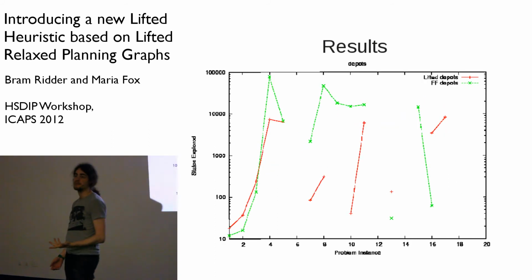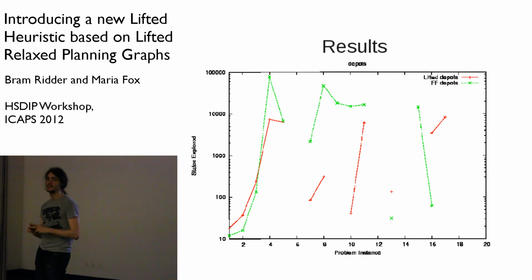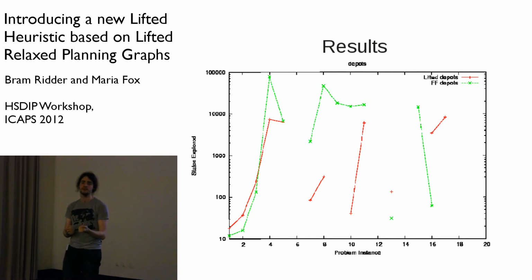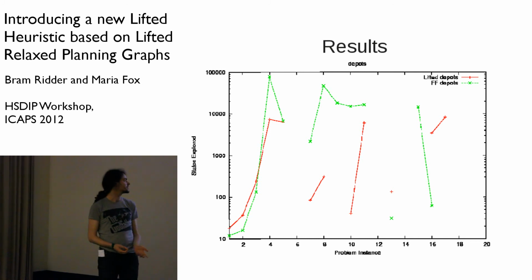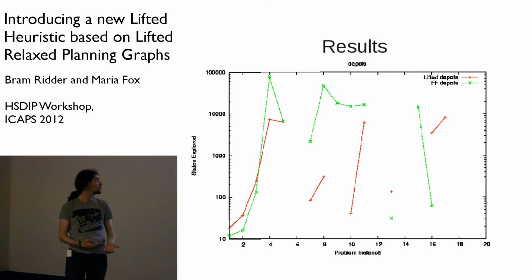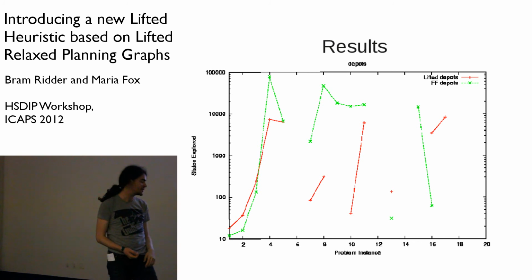The same holds for Depots, because Depots in itself holds the Blocksworld domain as a subproblem. You need to stack crates on pallets in different depots and such. So here we see we visit fewer states, and sometimes we actually solve one more problem than FF does, although FF solved problem number 9, I think, whereas we don't.